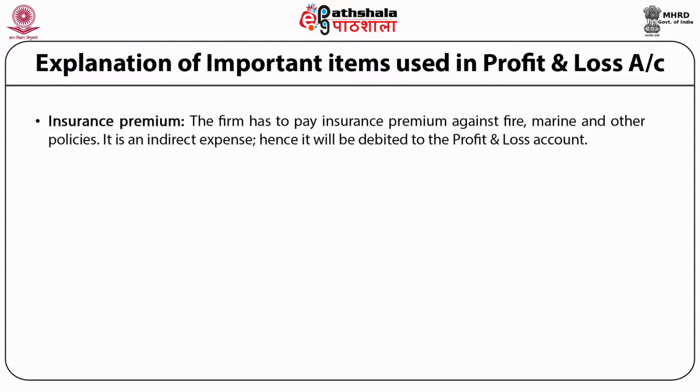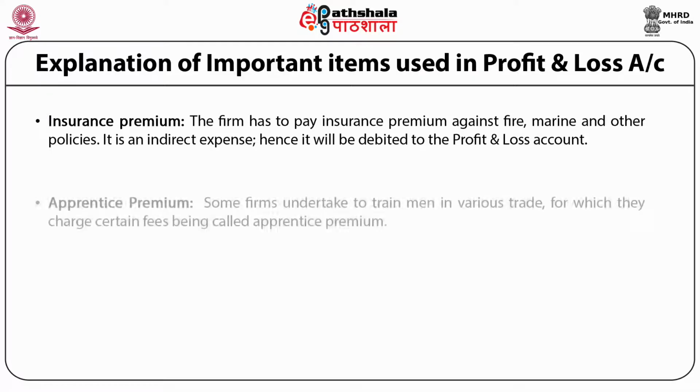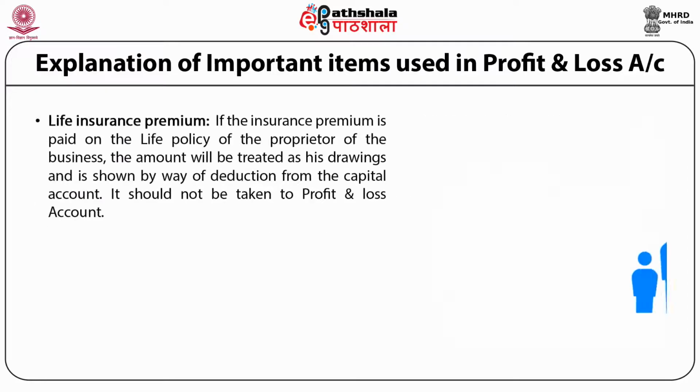Insurance premium. The firm has to pay insurance premium against fire, marine and other policies. It is an indirect expense, hence it will be debited to the profit and loss account. Apprentice premium. Some firms undertake to train men in various trades for which they charge certain fees, and this fee is called apprenticeship premium. Life insurance premium.